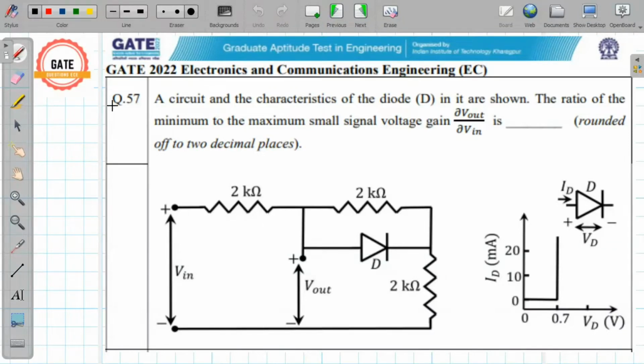So the next question that appeared in this year of GATE exam of year 2022 is question number 57. This question belongs to analog electronics and is based on transfer characteristics of a circuit. So let's see what is the question.